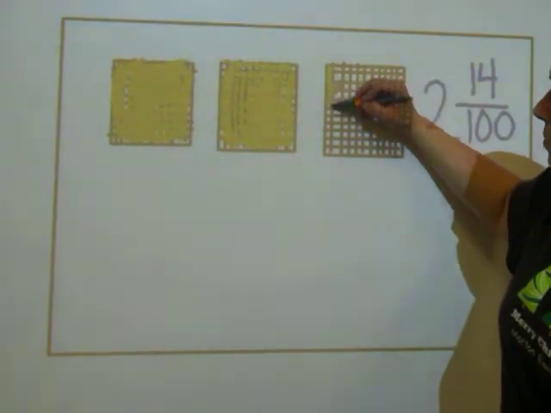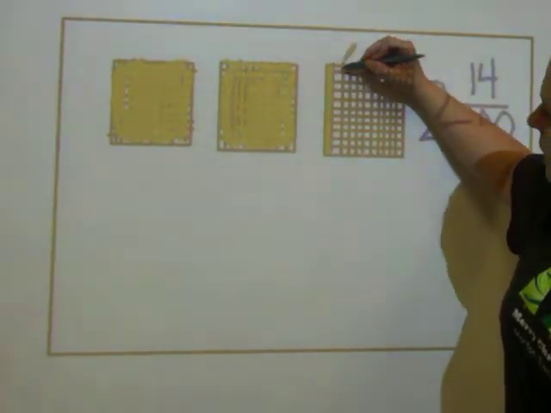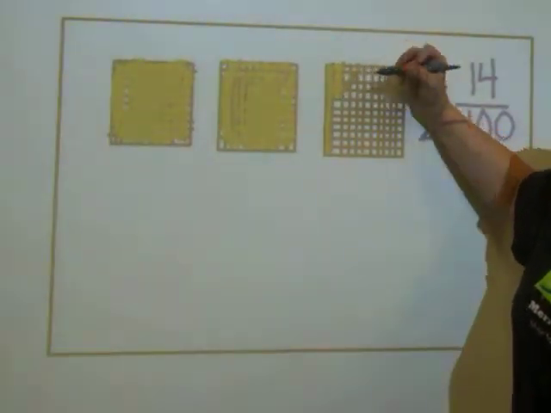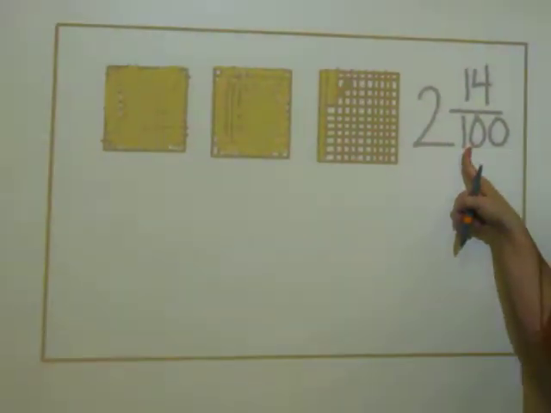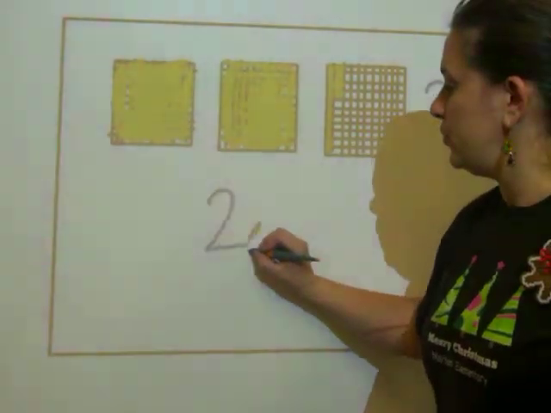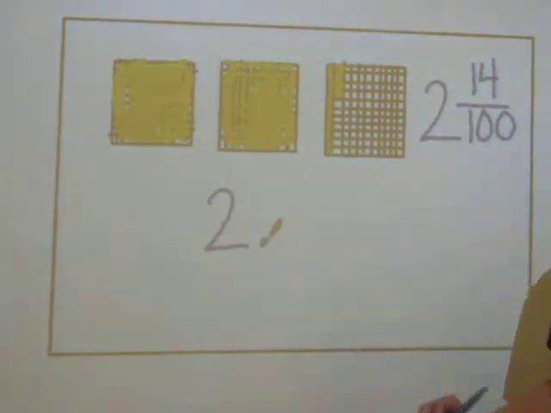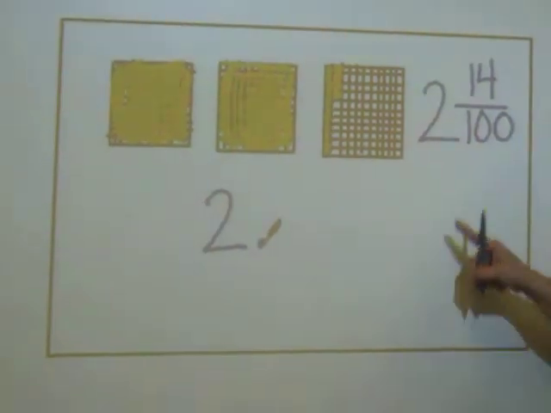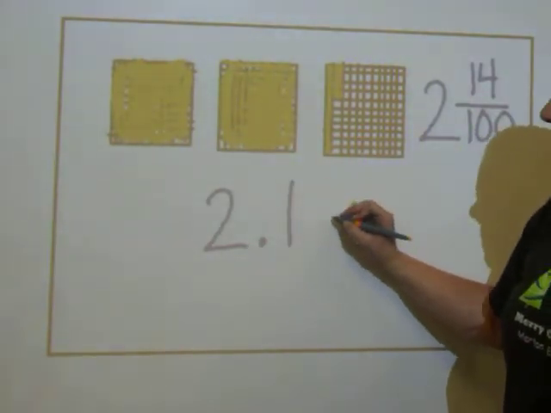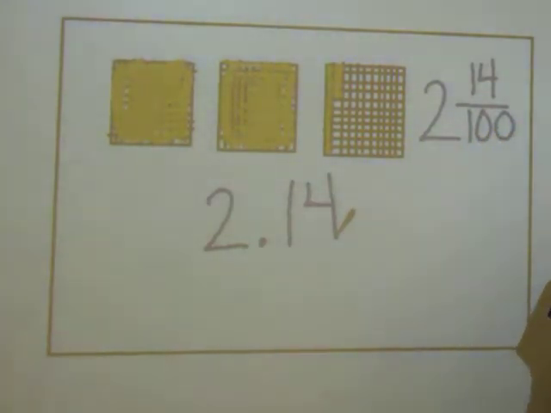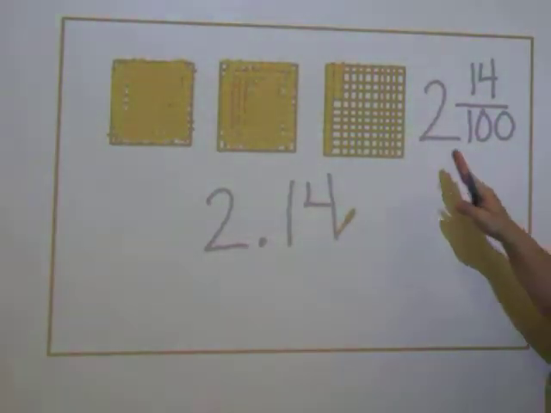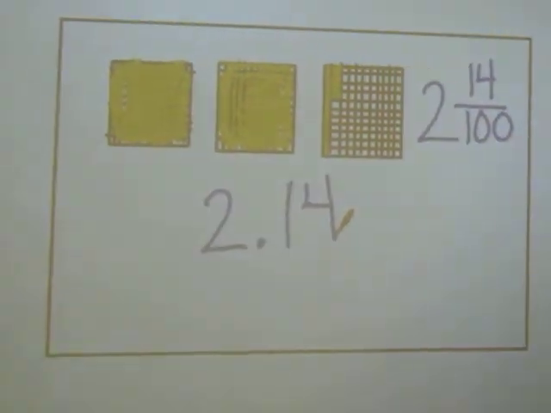So this is 1 row of 10, 11, 12, 13, 14. And to show this number as a decimal, you would write your whole number first for 2 ones, and remember when we say the word "and," we write our decimal point, 14 hundredths, so 1 in the tenths place and a 4 in the hundredths place, 2 and 14 hundredths, just like this fraction here and this visual here of pictures.